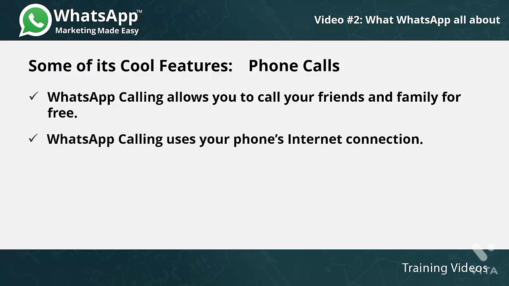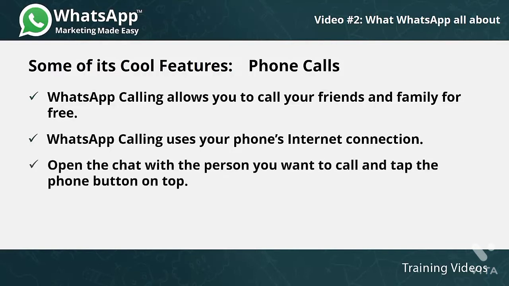Calling someone who is in another country will cost you the same as calling someone who is in your own country. All you need to pay for is the data charge, which would be the same no matter the place you are calling. To make a WhatsApp call, simply open the chat with the person you want to call and tap the phone button on top.